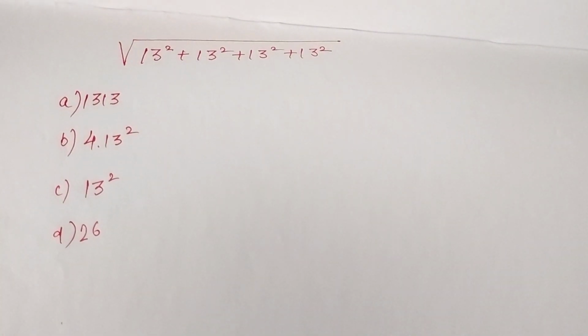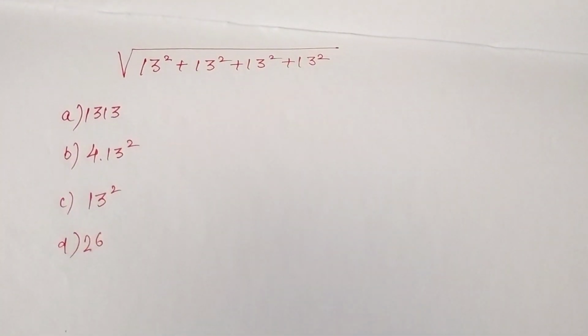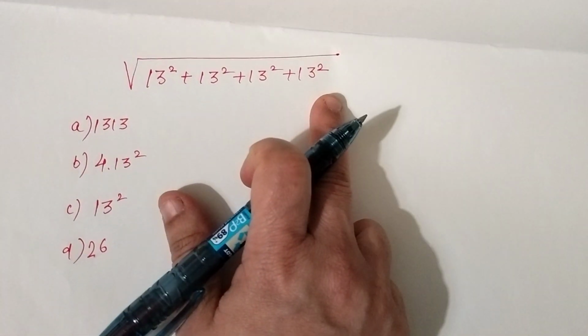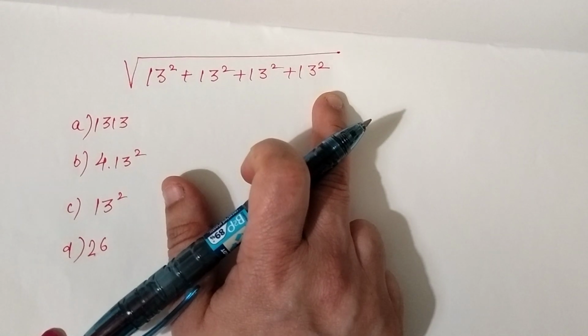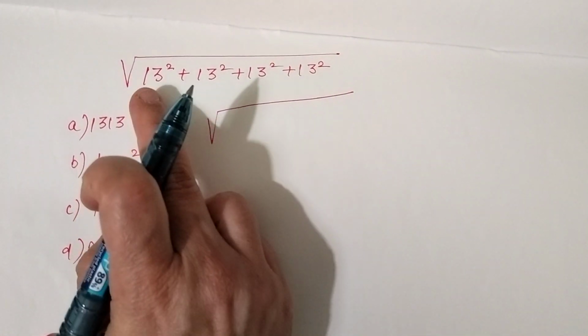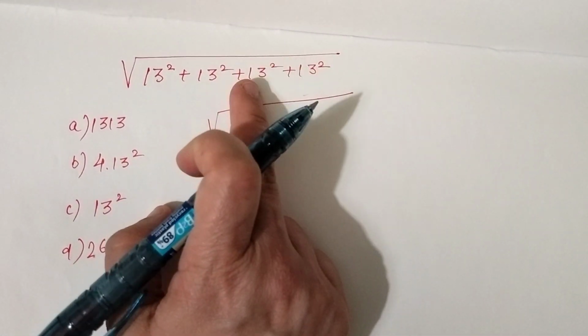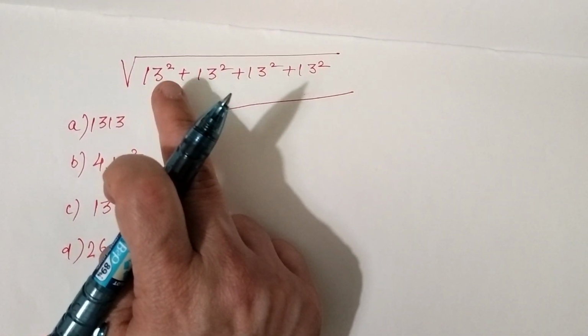So we will do a short trick to solve these types of questions. When you see these types of questions, it is very easy actually. If I write this square root here, I can see we have four terms, 1, 2, 3, 4. And in all four terms, we have 13 square.